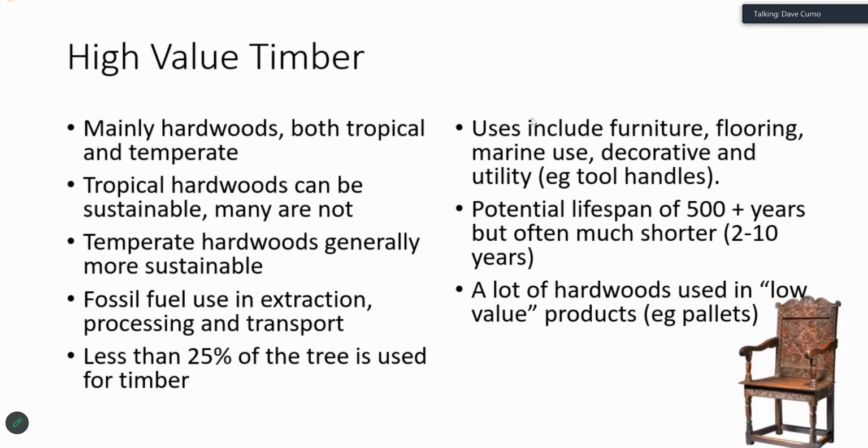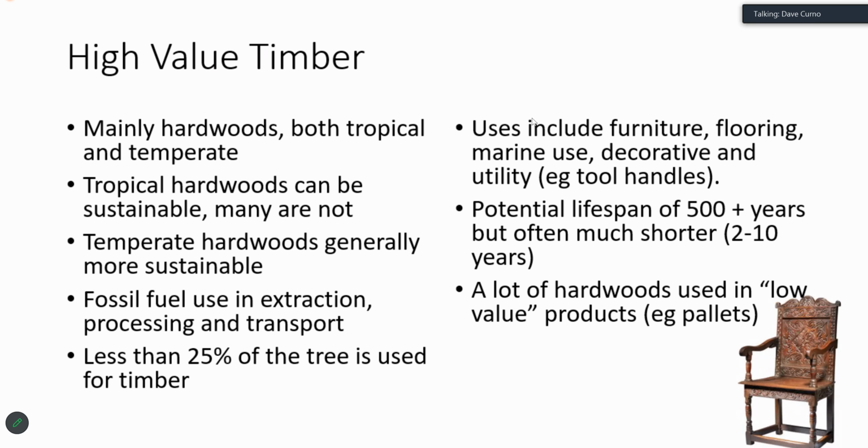So high value timber, mainly hardwoods, both tropical and temperate. These can be sustainable, but many are not. And there's a real problem, as we know, with the Amazon. With these, less than 25% of the tree is used for timber. That's largely because they tend to have a trunk which branches earlier than the conifers, and therefore there's more upper limbs, which is not useful for timber.